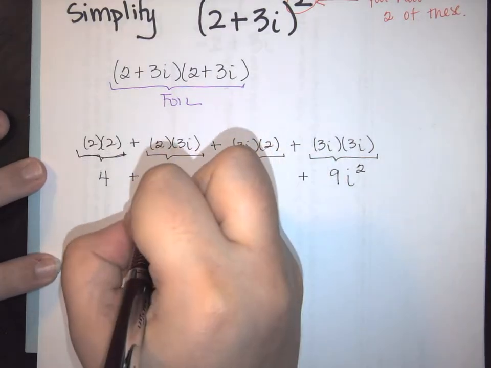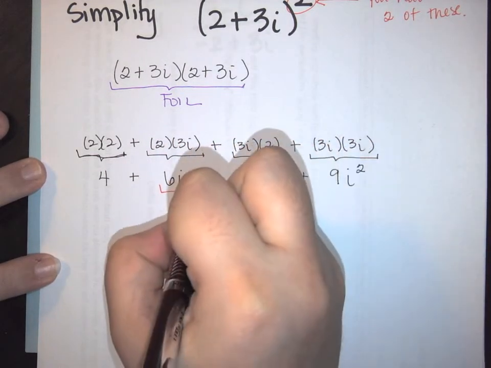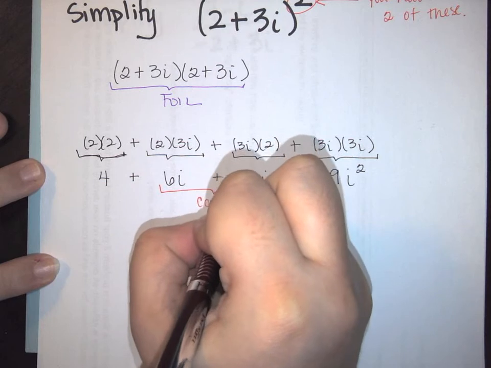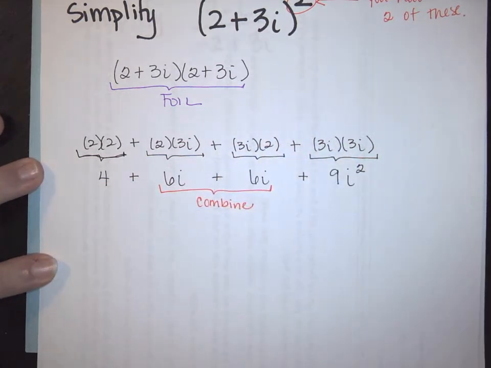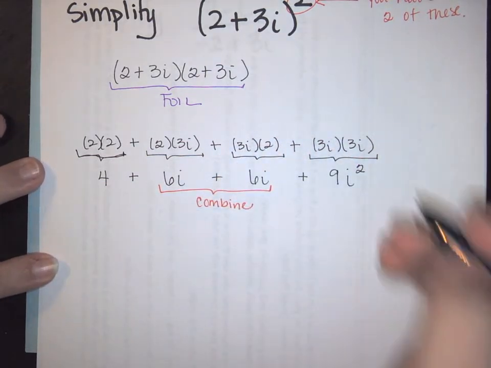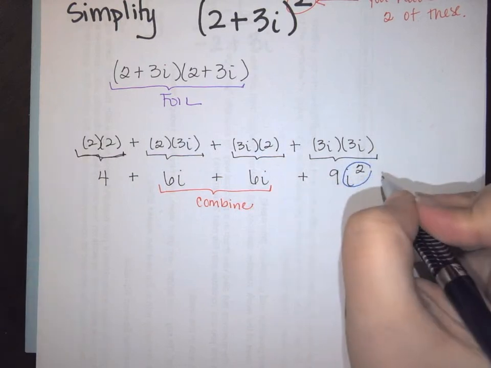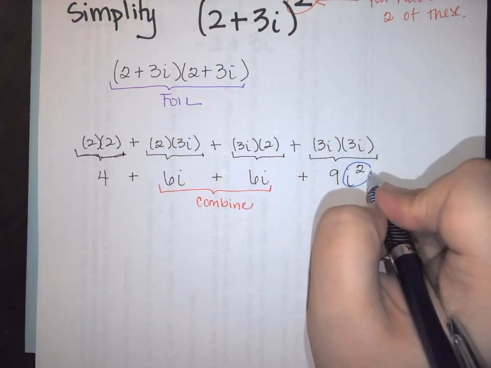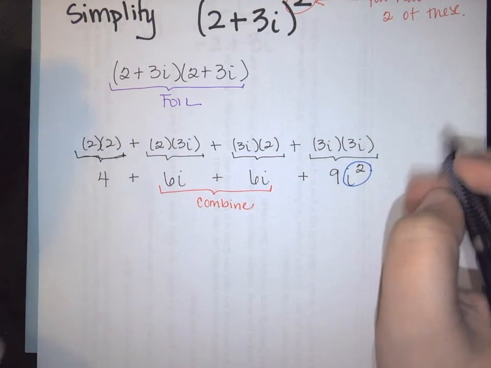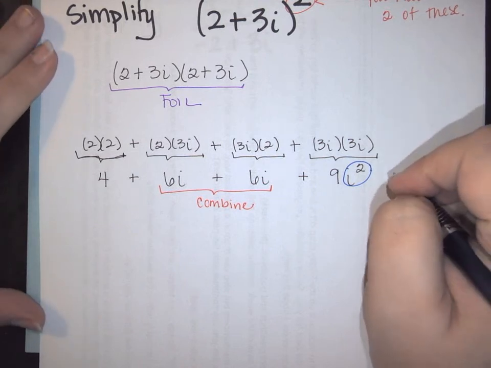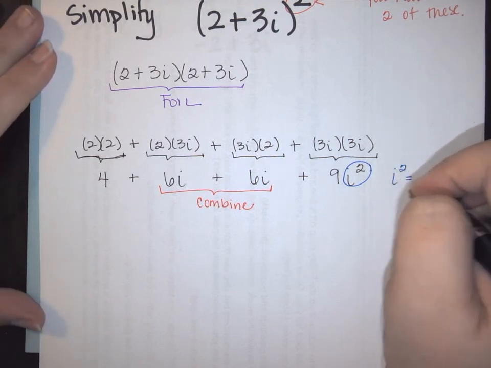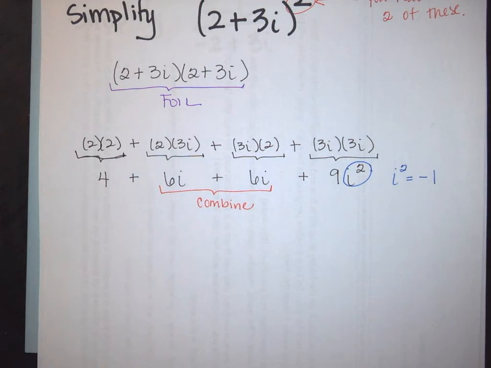First and foremost, my middle terms. These you will combine through addition. The last thing that we have is this i squared term. So again, remember, we know that i squared equals negative 1. So we have to input that into the problem.